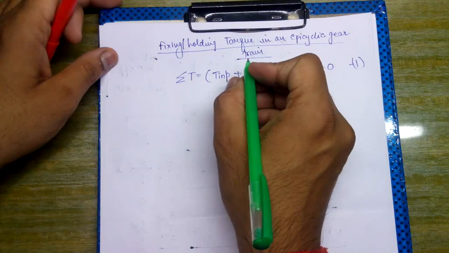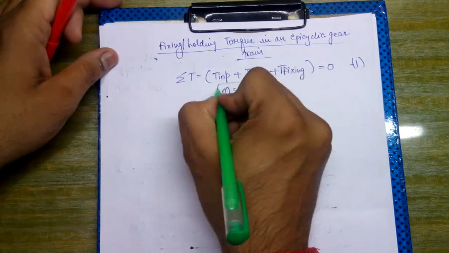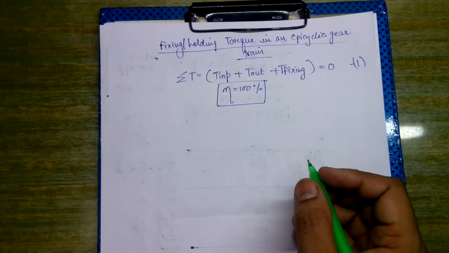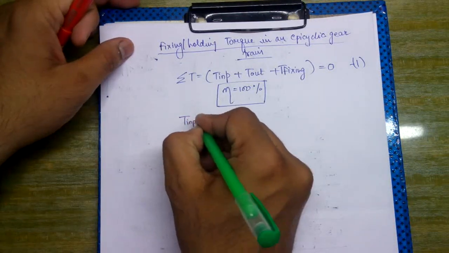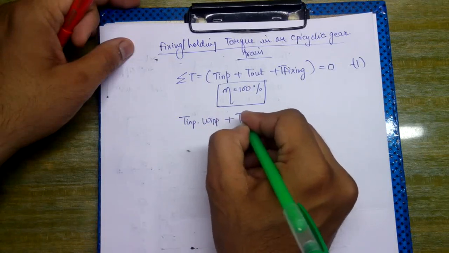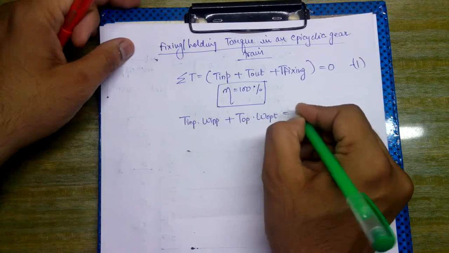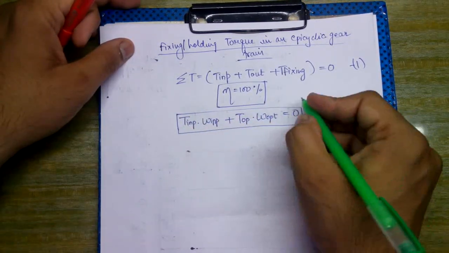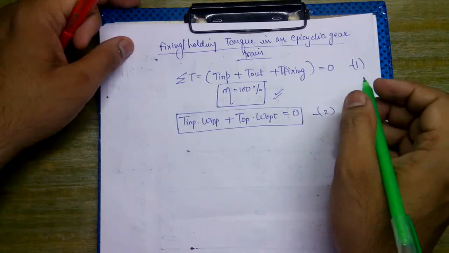So if we apply the conservation of power such that efficiency is considered to be 100%, then we can write torque input into omega input plus torque output into omega output is equal to 0. This is by the conservation of power, considering 100% efficiency. This is equation number 2.